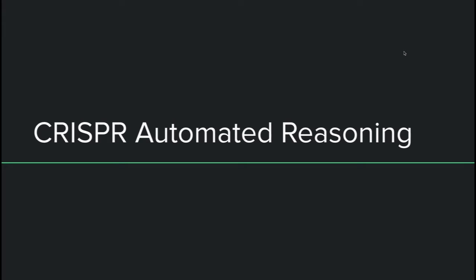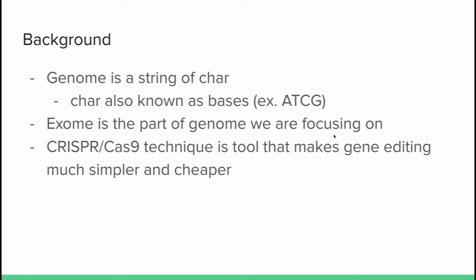This is CRISPR automated reasoning. Some background that's necessary to know before explaining the project is some biology. A genome is basically a string that's 6.5 billion characters long that holds our genetic instructions. Recent advances in gene editing have shown that 2% of these create the largest effects, and we're now able to just look at this part, which is called the exome.